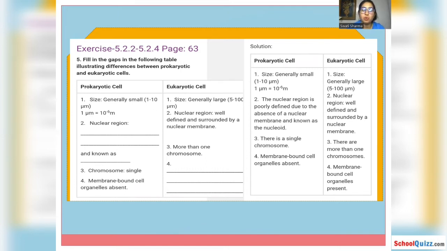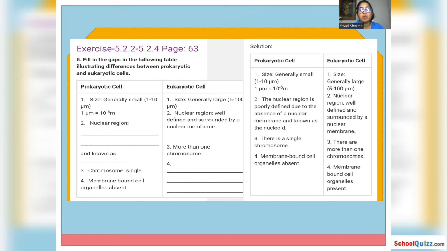If we talk about the nuclear region, the nuclear region in the case of prokaryotes is poorly defined because there is an absence of any nuclear membrane, and it is not known as a nucleus. Whereas if we talk about eukaryotic cells, the nuclear region is well defined and it is surrounded by a membrane, which is known as the nucleus.